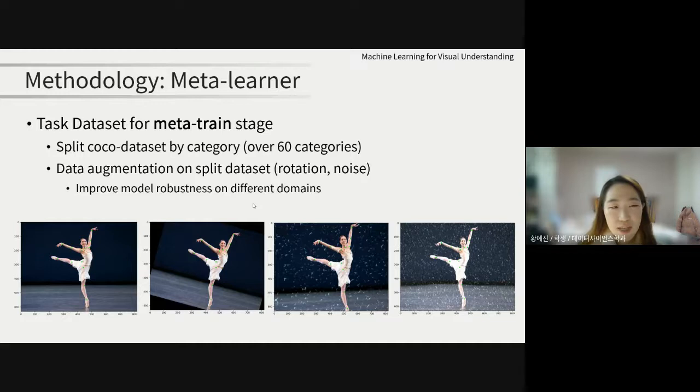And we also designed the task dataset for the meta train stage. So first we split the COCO dataset by over 60 categories, and the categories contain objects such as umbrella or tennis. And then after splitting the dataset, we applied data augmentation on the split dataset by adding rotation or noise to the image, and this was to improve model robustness on different domains.